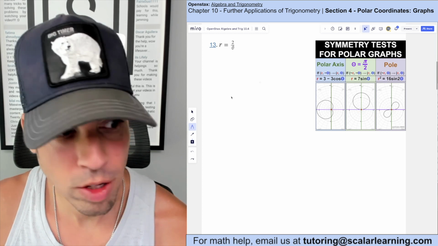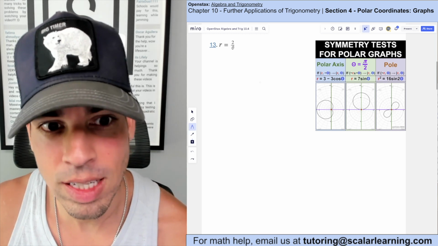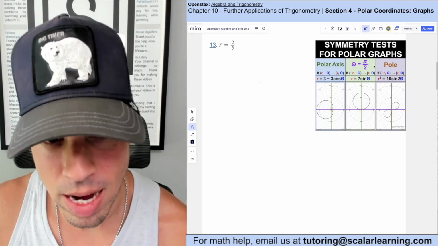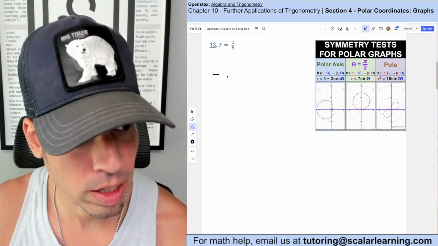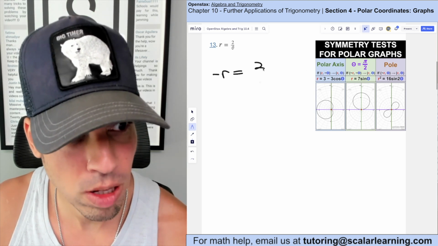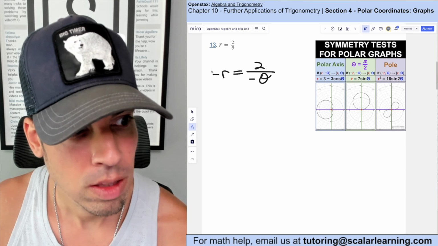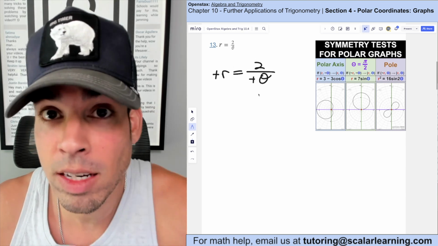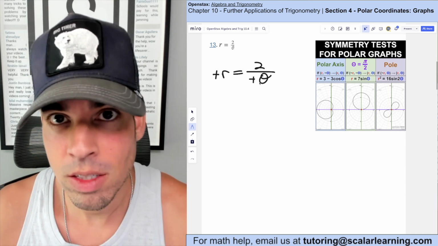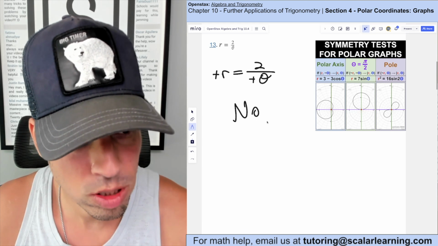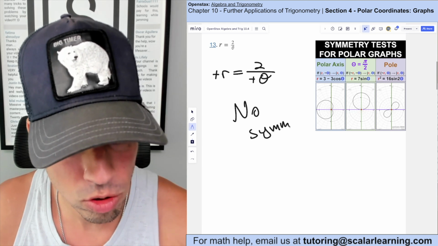For this one, when you run it through the typical symmetry test, you'll see that for theta equals pi halves symmetry, it actually passes, right? You plug in negative r and you plug in negative theta, the negatives are going to cancel out and you end up with the original equation. But the answer in the back of the book is actually no symmetry. And I want to show you why there's no symmetry.